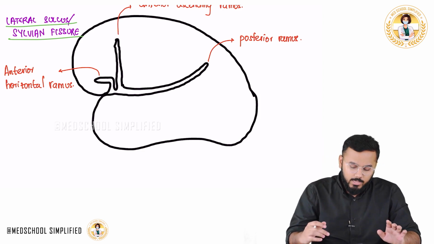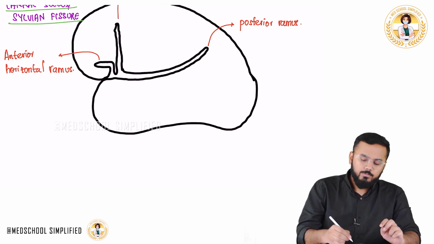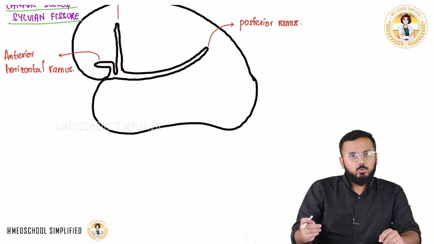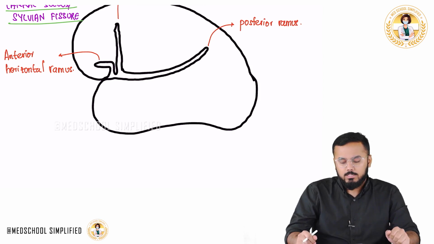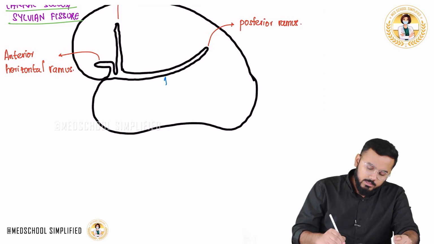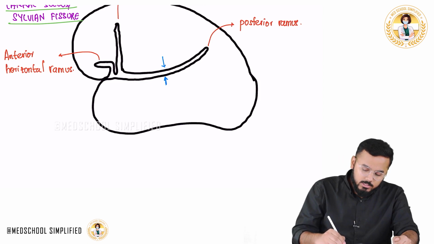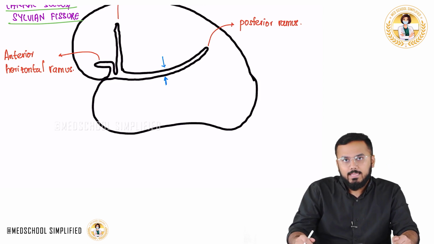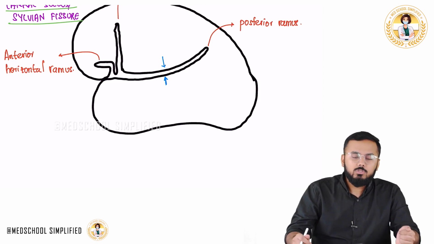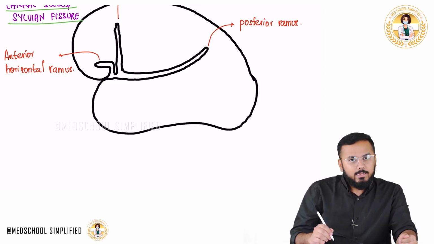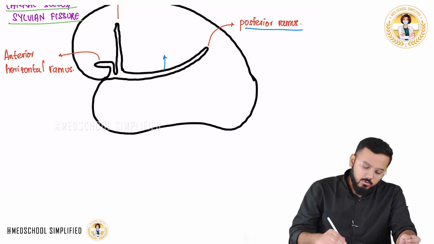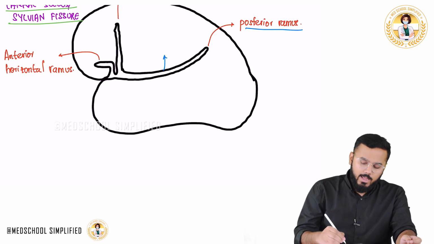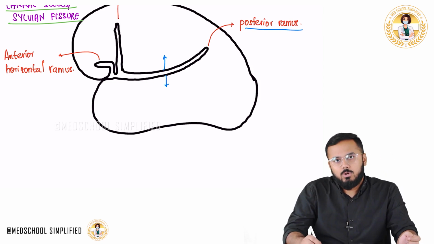Now, within this posterior ramus you have two structures. What are the structures located in the posterior ramus? This is one structure over here and this is another structure over here. In the posterior ramus of the lateral sulcus we have two walls. The wall over here is called the upper wall, and the wall over here is called the lower wall.